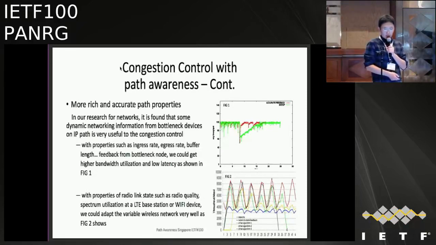Another finding is with properties of radio link state such as radio quality, spectrum utilization at an LTE base station or Wi-Fi device. We could adapt to the variable wireless network very well, as Figure 2 shows. In Figure 2, the red line is the capacity of the wireless network, and the black line is our method. We can see the black line could adapt to the red line much better than the other colors.